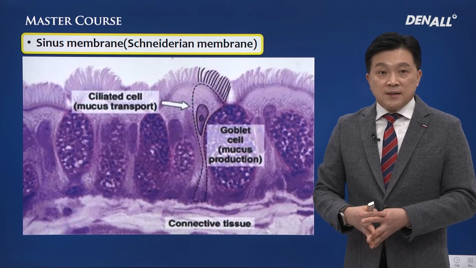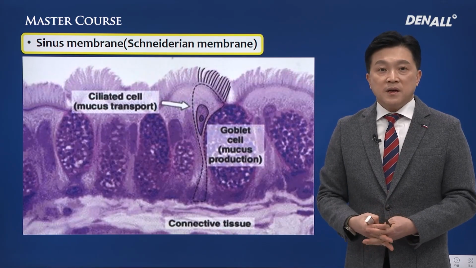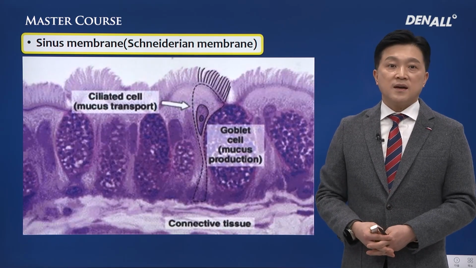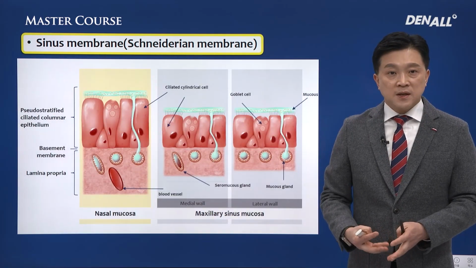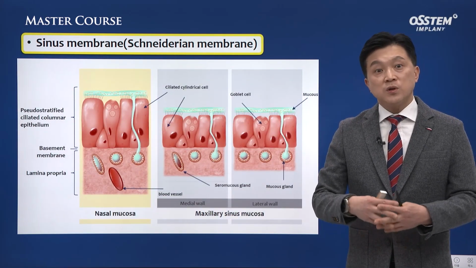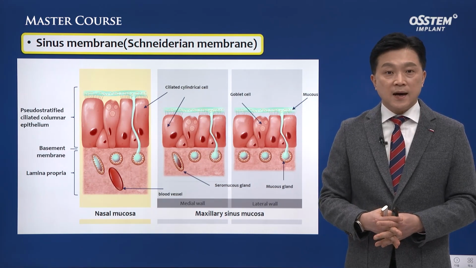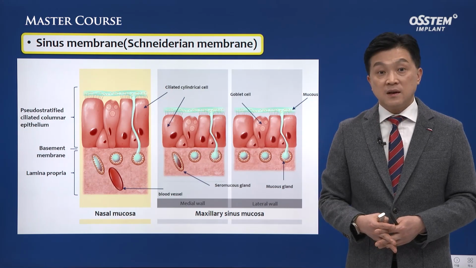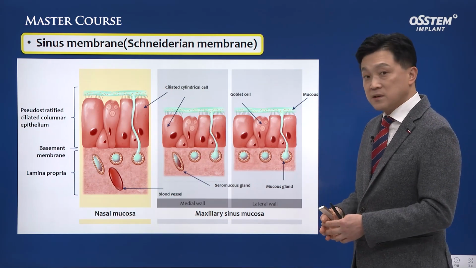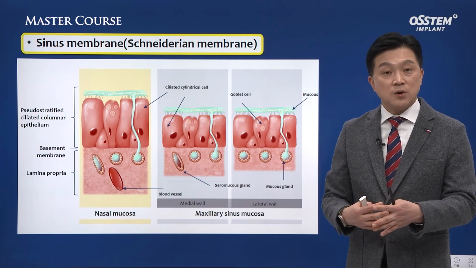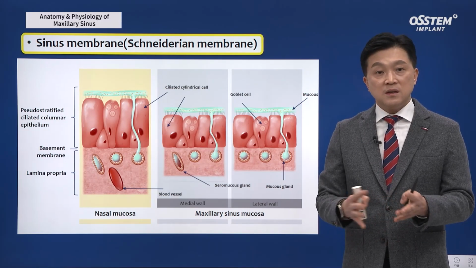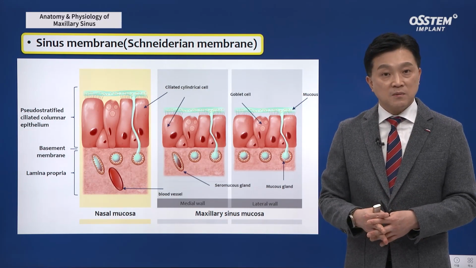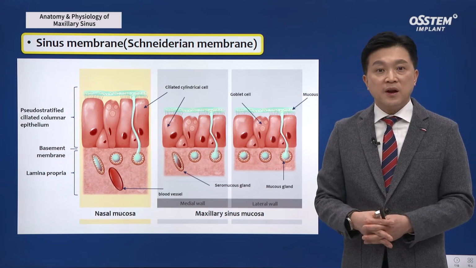Let's look at the sinus membrane. Another name for it is the Schneiderian membrane. There is continuity with the nasal mucosa. However, it does not have elastic fiber. So, because it doesn't have it, it can be detached easily. If the sinus membrane had been similar to nasal mucosa, it would have been extremely difficult to detach.